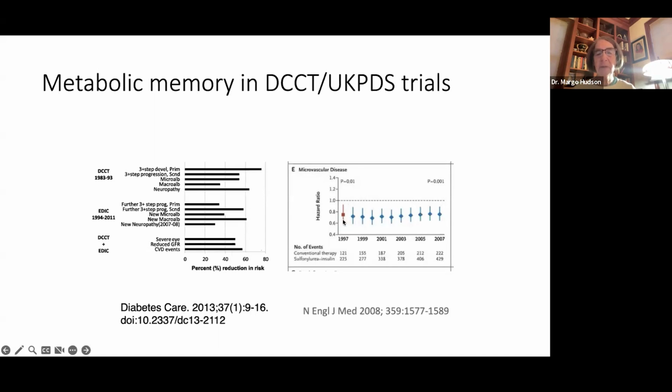Here you see the risk reduction at the beginning of the study. Then the study ended. Everybody's A1Cs again went to about 8%, lasted for many years, and yet they still had improved risk reduction for microvascular disease.